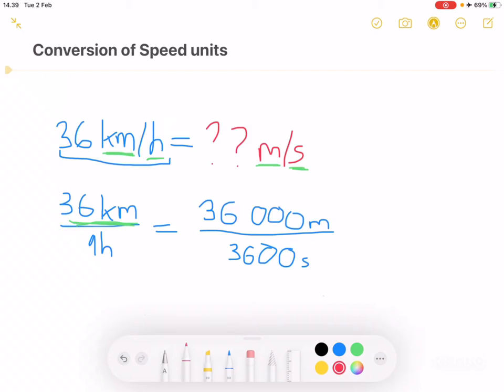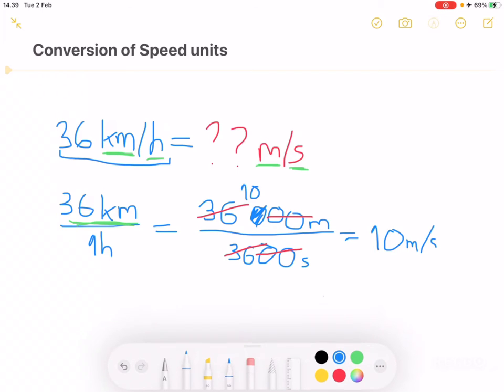Notice there are some cancellations that happen very nicely. These two zeros cancel with these two zeros. This 36 will cancel with this 36, leaving us with 10 on the top. I'll just erase this, and we're left with 36 kilometers per hour is 10 meters per second.